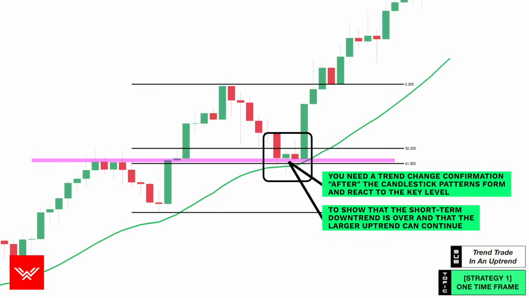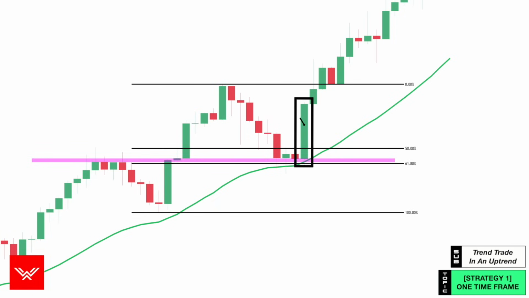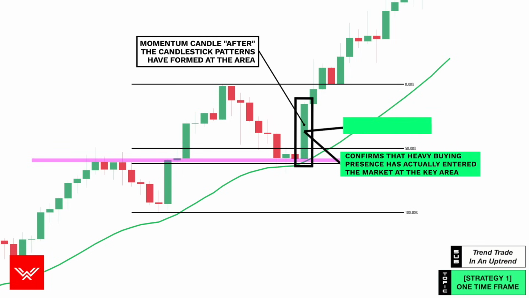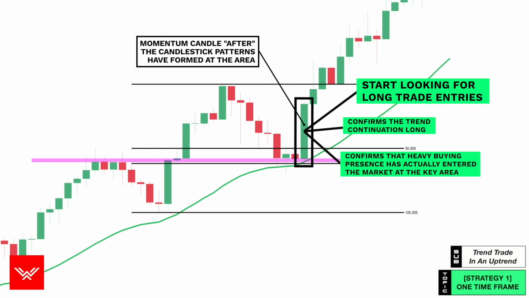If only using one time frame, you wait and see if you get a momentum and follow through candle to form like this here, which shows that heavy buying presence has actually entered the market at the area of confluence. And then that is when you would take a long trade entry.